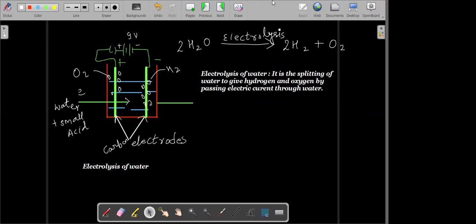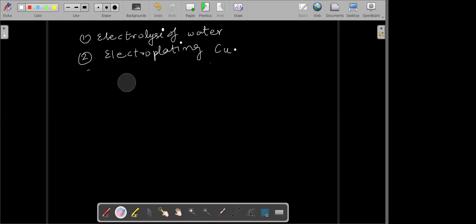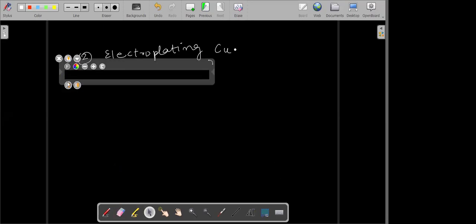So the next one is electroplating of copper. See how we perform the electroplating of copper. Electroplating by copper means you have to put a layer of copper on some other metal. So here, what we are going to do is put a layer of copper. This is what we are plating, a layer of copper.